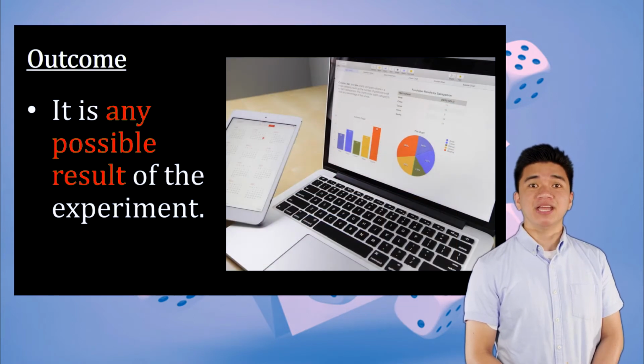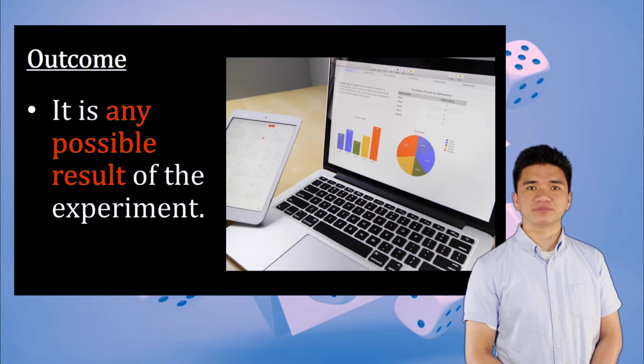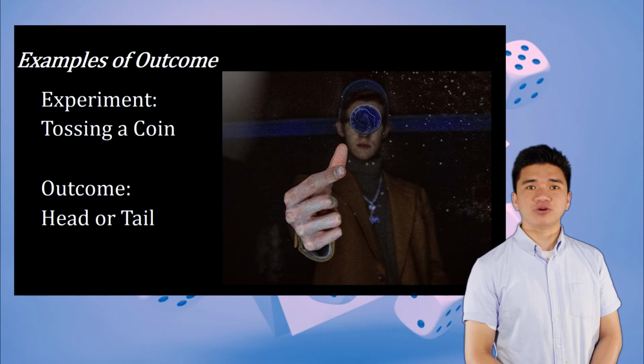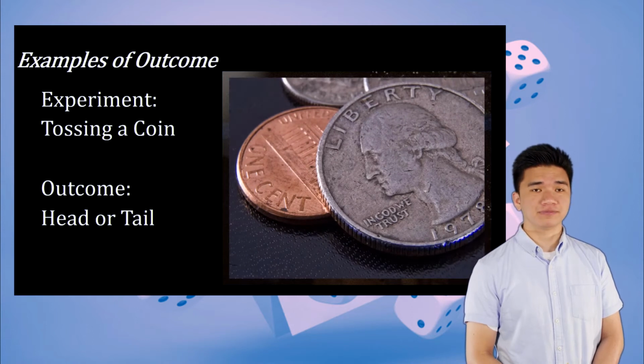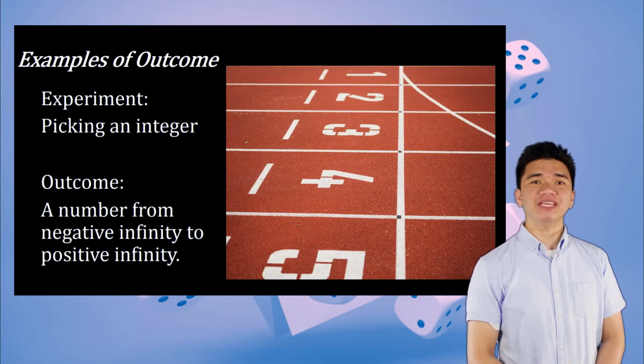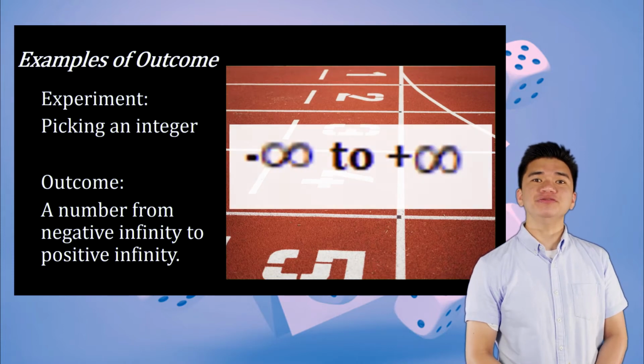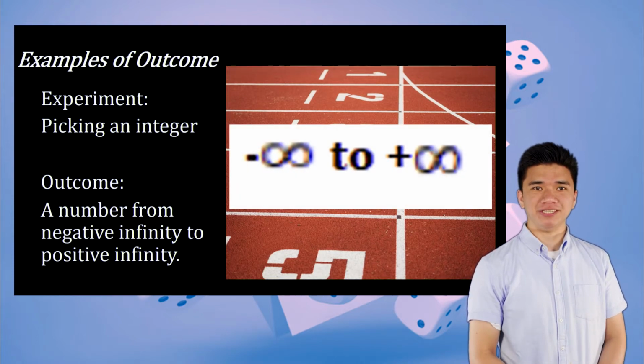Outcome. It is any possible result of an experiment. Examples: for an experiment of tossing a coin, the outcome could be a head or a tail. For an experiment of picking an integer, the outcome could be a number from negative infinity to positive infinity.